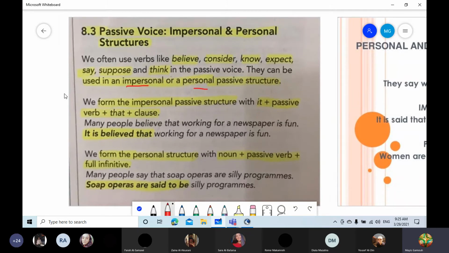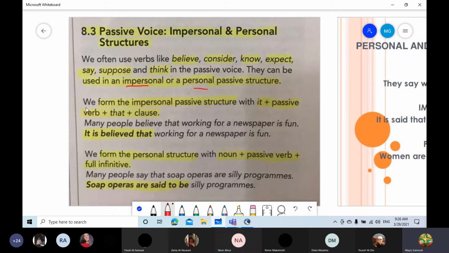Now we come to the structure. How do I form my impersonal passive and my personal passive sentences? Let's have a student, Noor Elwer, read the first structure. Yes, teacher. Impersonal passive structure: it plus passive verb plus that plus clause. Many people believe that working for a newspaper is fun. It is believed that working for a newspaper is fun. Thank you, dear.